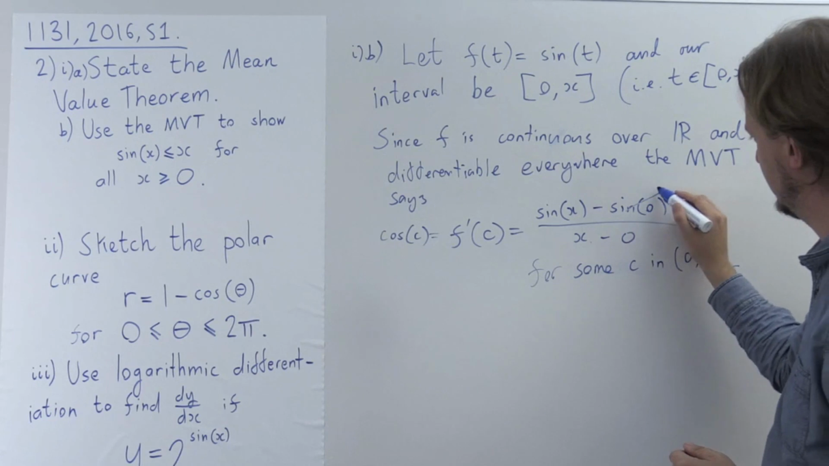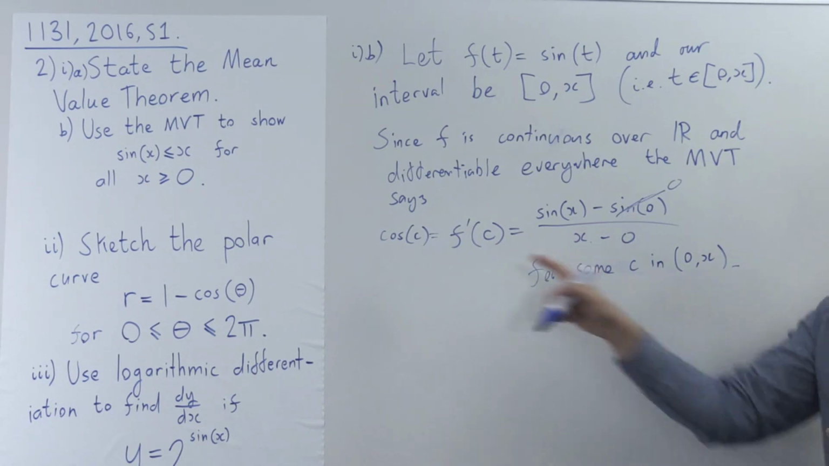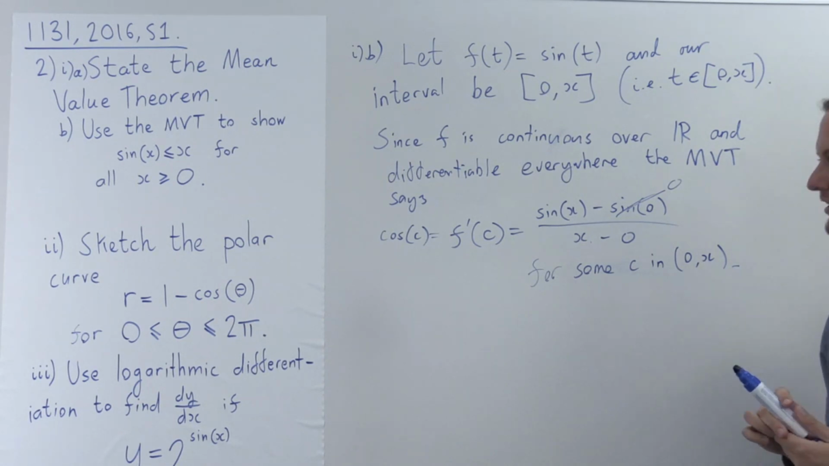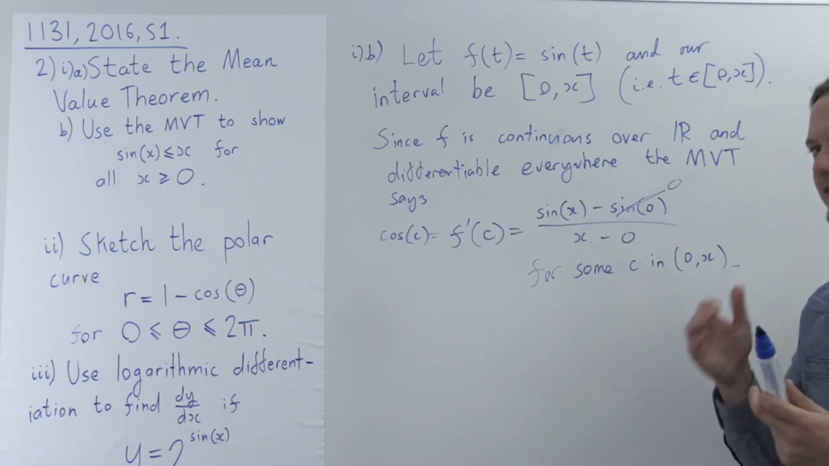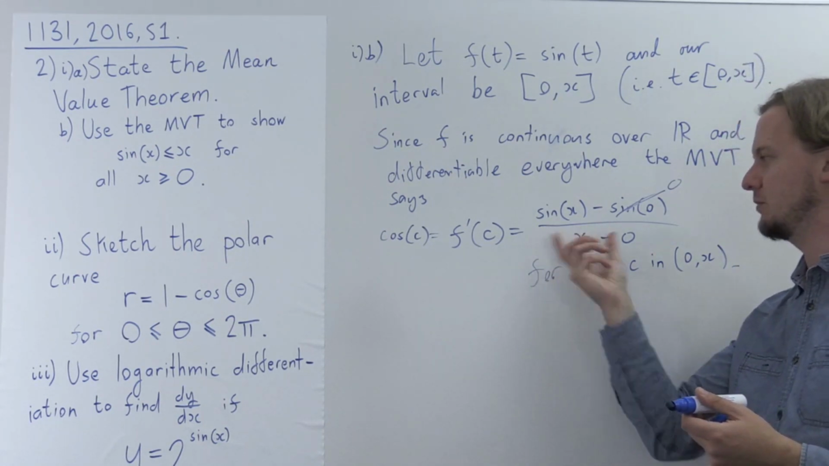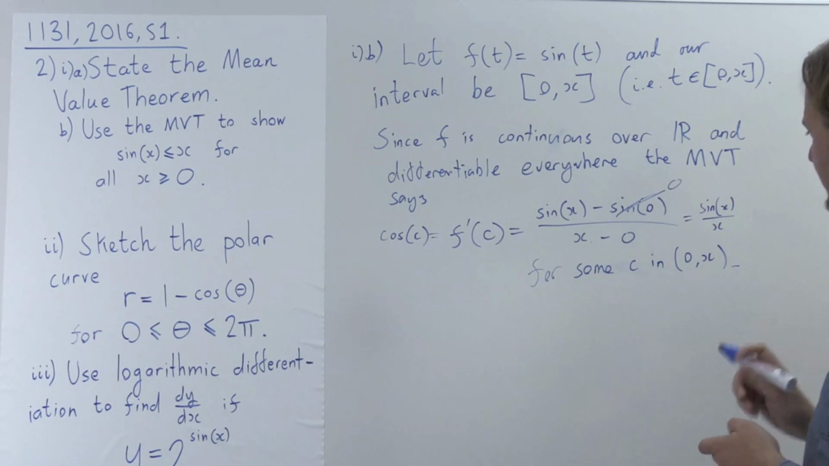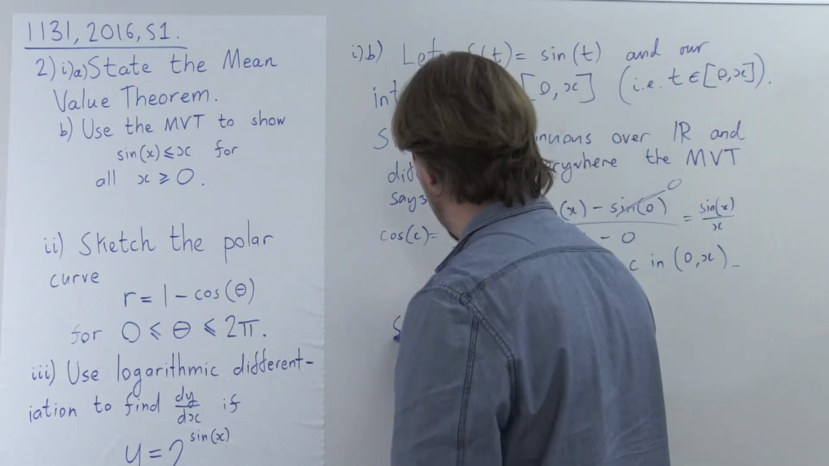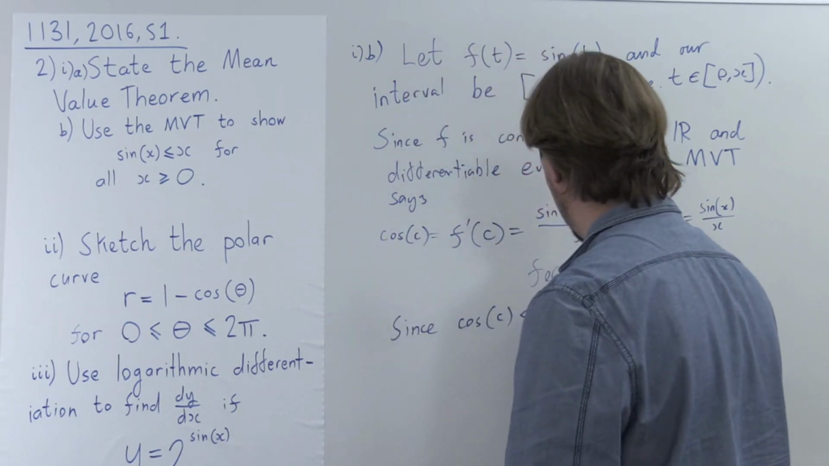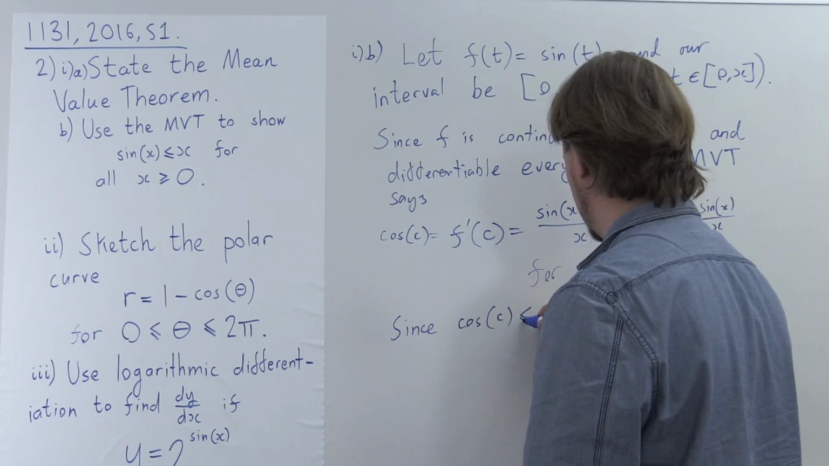And why is this useful? Well, firstly, sine of naught is just 0. So I have that sine of x over x will be the cosine of c, for some c in this range. Here I'm going to use the fairly simple fact that cosine is always bounded, always less than or equal to 1. So this quantity, sine of x over x, must be less than or equal to 1.